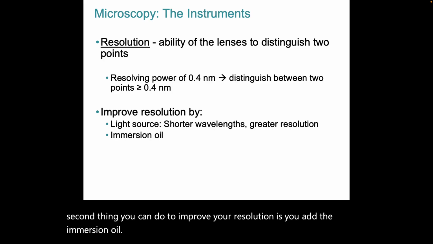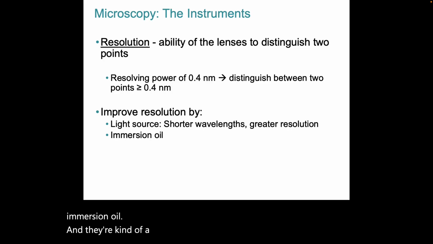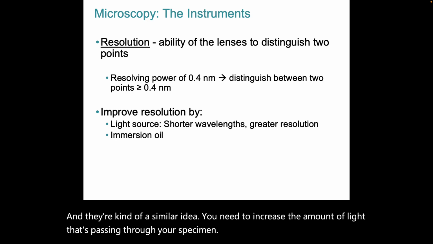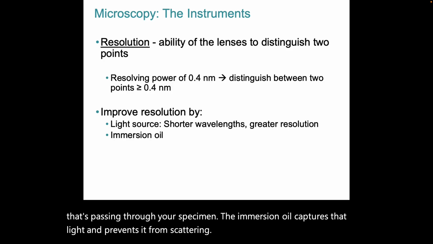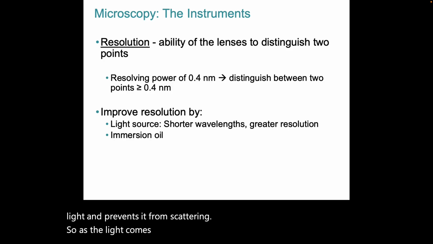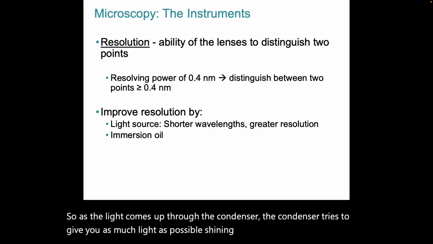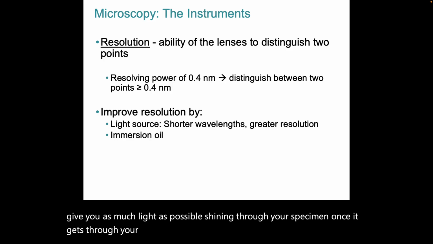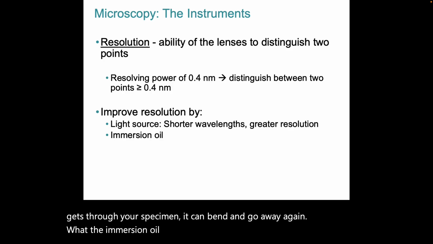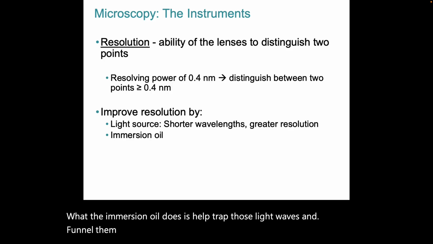And they're kind of a similar idea. You need to increase the amount of light that's passing through your specimen. The immersion oil captures that light and prevents it from scattering. So as the light comes up through the condenser, it tries to give you as much light as possible shining through your specimen. Once it gets through your specimen, it can bend and go away again. What the immersion oil does is help trap those light waves and funnel them into your oil immersion lens.